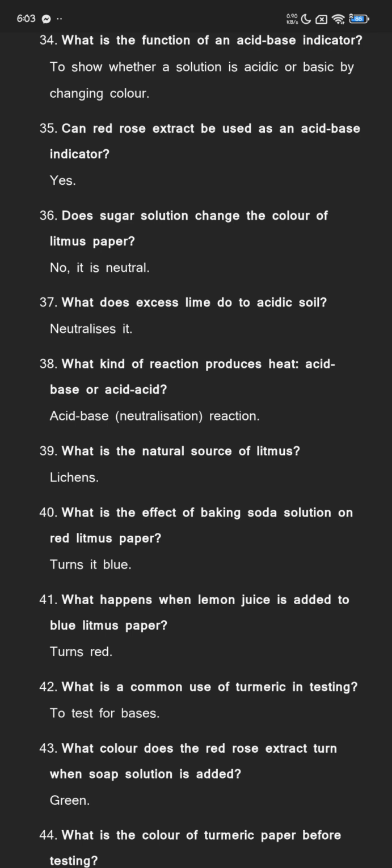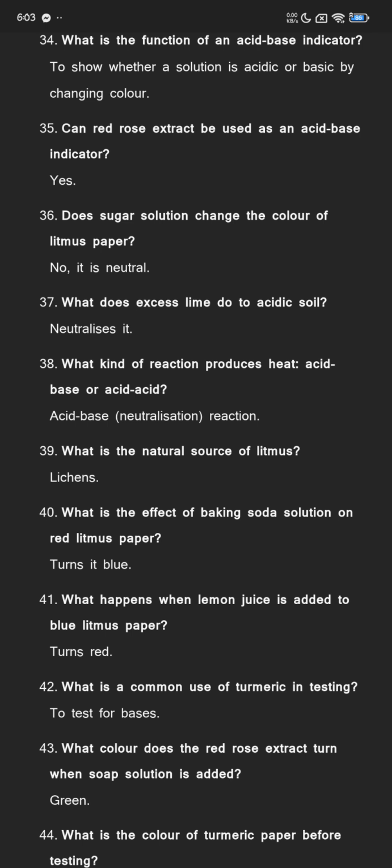What does excess lime do to acidic soil? Neutralizes it. What kind of reaction produces heat? Acid base or acid acid? Acid base neutralization reaction. What is the natural source of litmus? Lichens. What is the effect of baking soda solution on red litmus paper? Turns it blue.